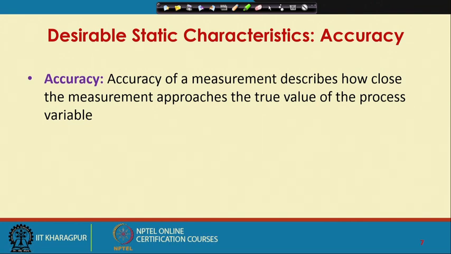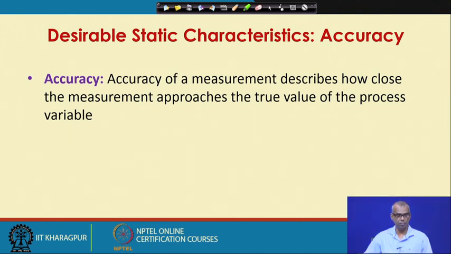Next, let us talk about a desirable static characteristic, accuracy. So, how do you define accuracy? Accuracy of a measurement describes how close the measurement approaches the true value of the process variable. So, if the measured value of the measuring quantity is very close to the true value of the process variable, then the accuracy of the instrument is very high. Here we are assuming that I know the exact true value of the process variable, then I can test the accuracy of an instrument.